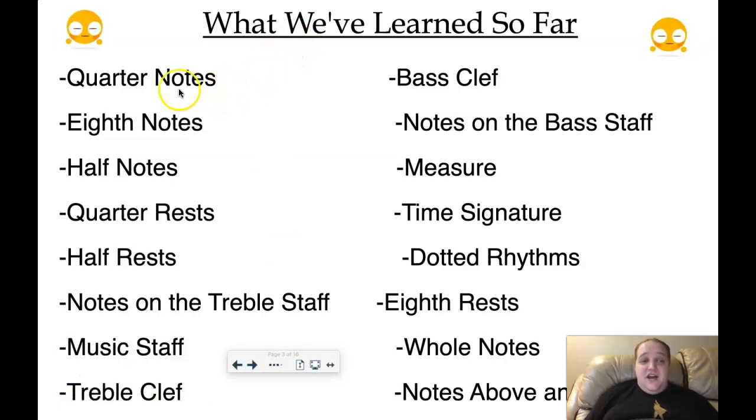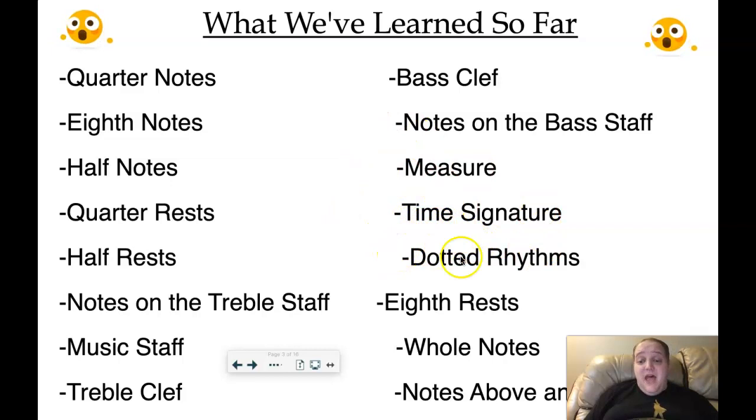And you'd be shocked. Quarter notes, eighth notes, half notes, quarter rests, half rests, notes on the treble staff, music staff, the treble clef. Sixth graders, last year we talked about the bass clef. And we talked about the notes on the bass staff. Okay, when a bass clef goes on the staff, it becomes a bass staff, right? We talked about measures. We talked about the time signatures.